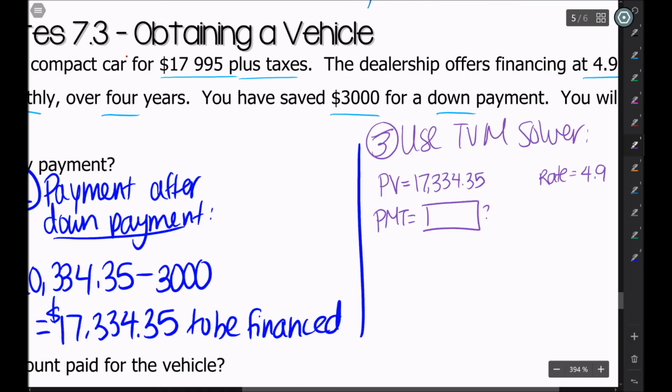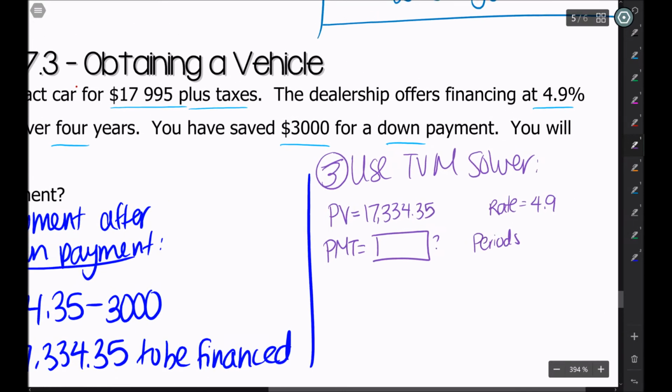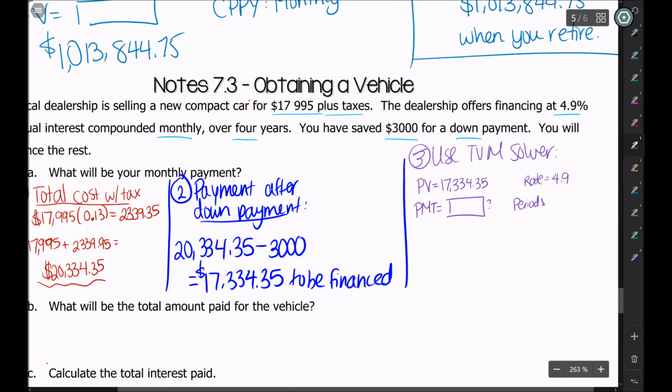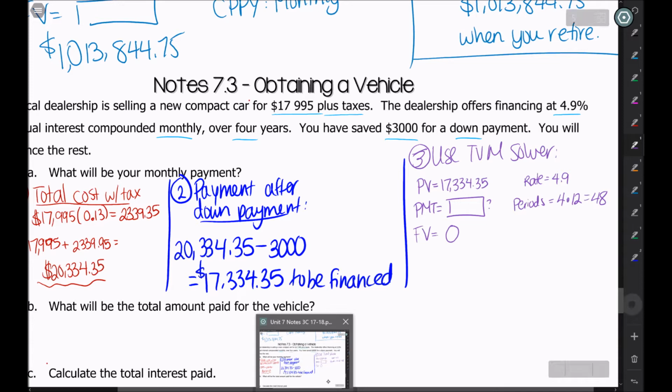Okay, we want to know how many periods there are. So if you look, it says that it's being financed over 4 years. And it's monthly. So we're going to say that the number of periods is 4 years with 12 periods per year. So our number of periods is going to be 48. Our future value, we want it to be 0 because we want to pay everything off. And then the last piece right here, our C/Y, is going to be monthly. So let's go ahead and fill in that information that we have here.